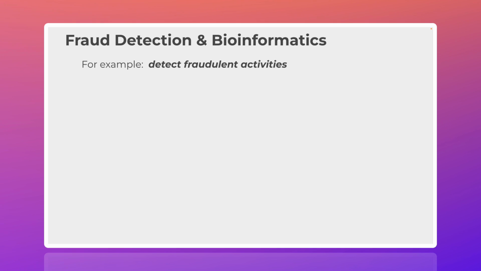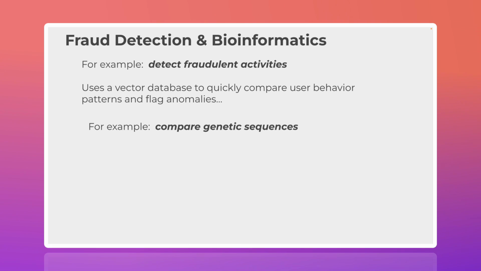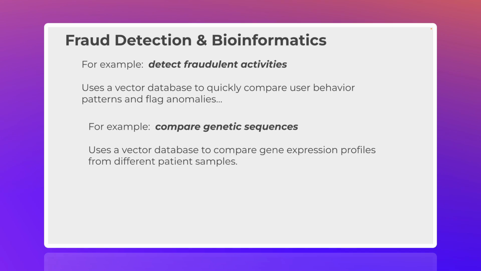All right, another use case would be fraud detection and bioinformatics. For example, detecting fraudulent activities: we would use a vector database to quickly compare user behavior patterns, flag anomalies, detect differences and issues, and then send a notification. Another example is comparing genetic sequences. We can use a vector database to compare gene expression profiles from different patients' samples.